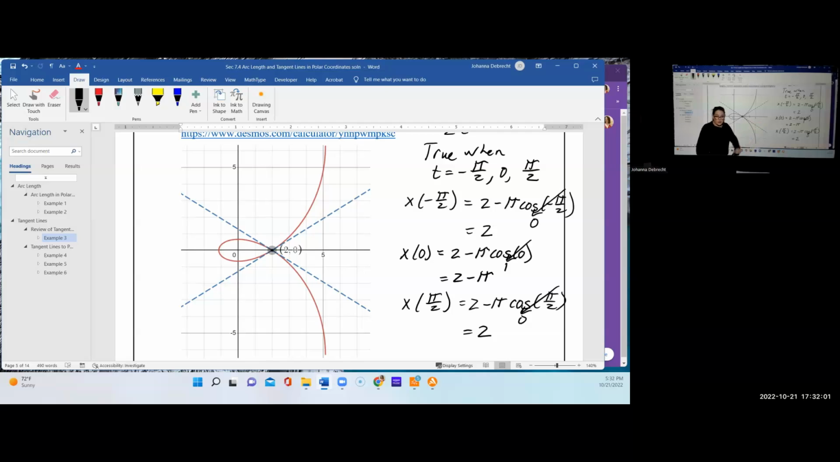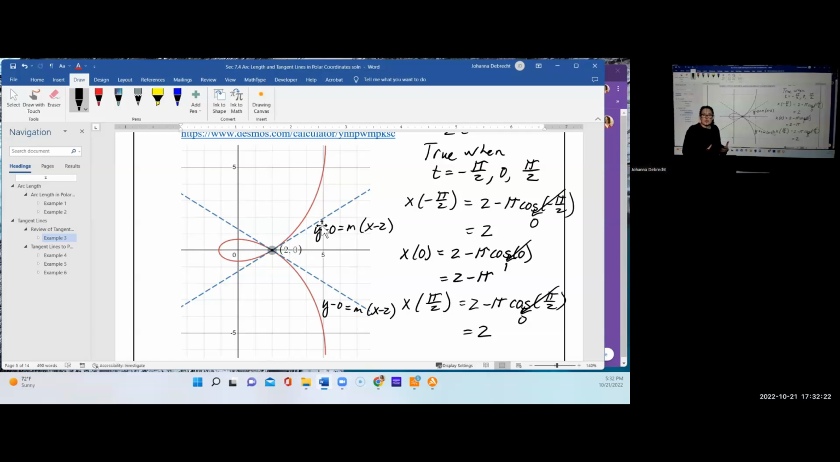What we have so far is y minus 0 equals some slope times x minus 2 on each one of them, because of course they're at the same point. So now we need the slope.